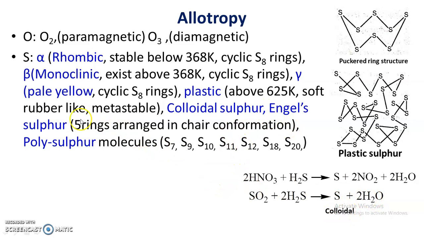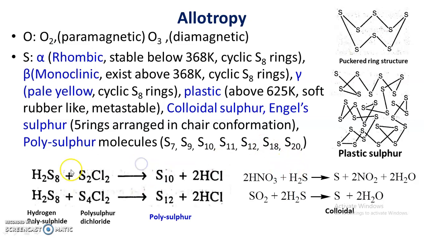Then angel sulfur, it has 5 rings arranged in chair conformation. Then polysulfur molecules. So sulfur exists in polysulfur states like S7, S9, S10, S11, S12, S18, S20.